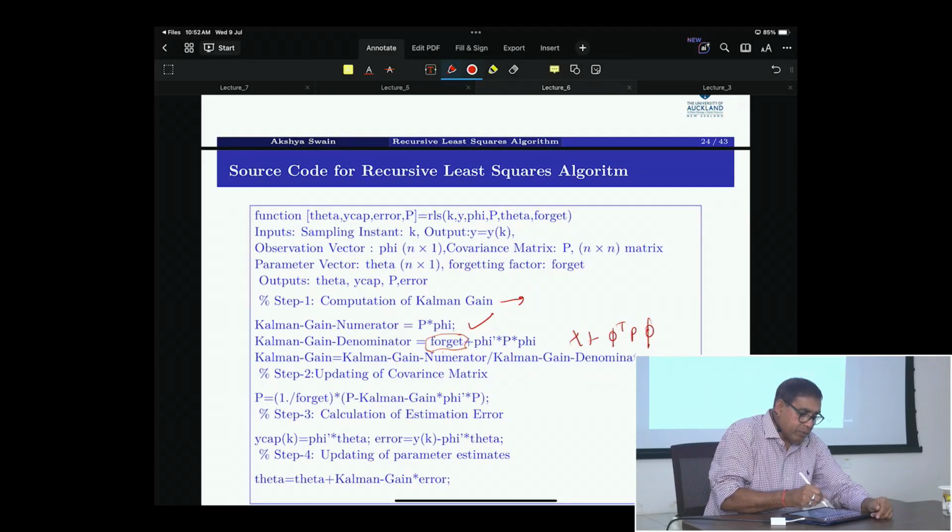So Kalman gain numerator, Kalman gain denominator. So Kalman gain is equal to numerator divided by denominator. Clear? First equation is done.